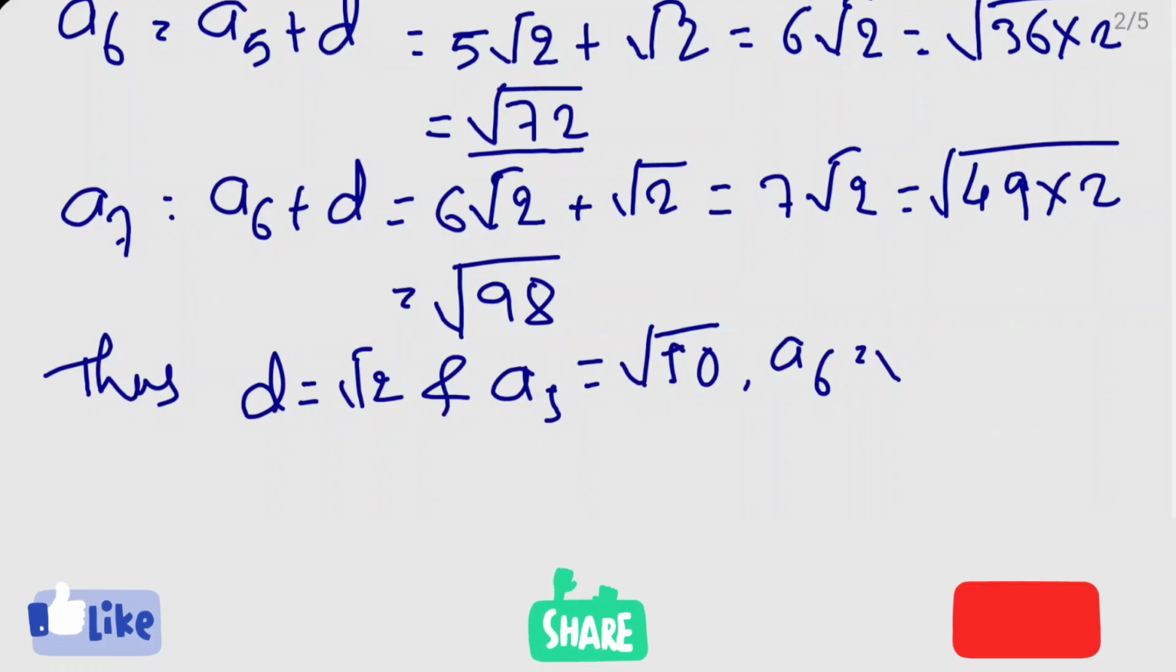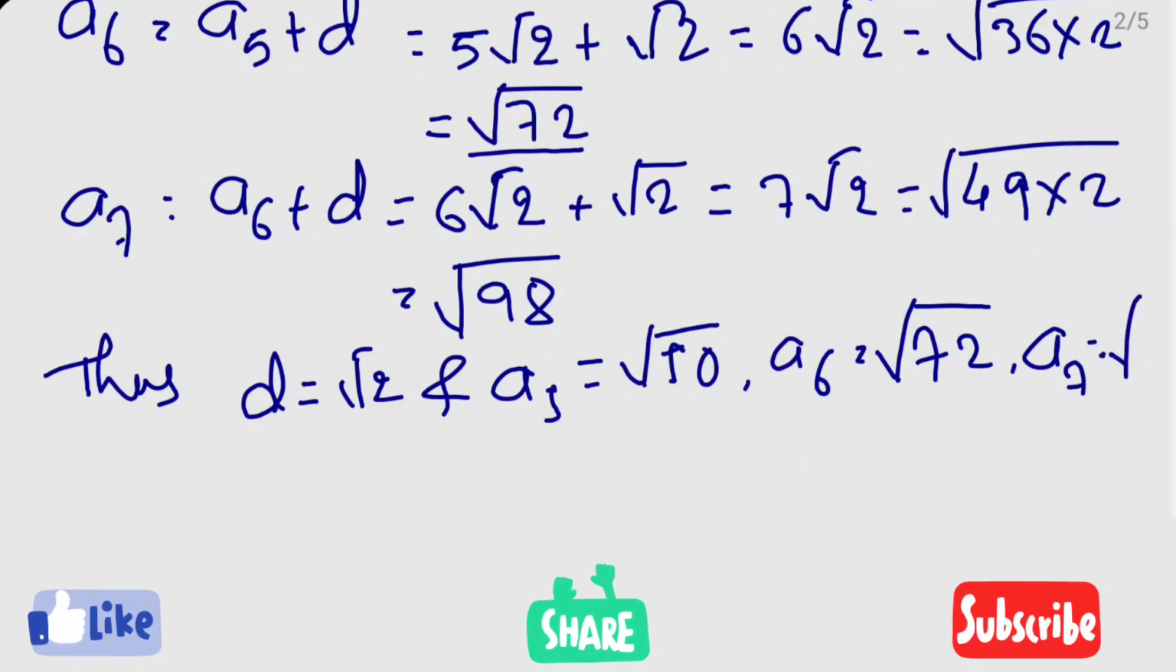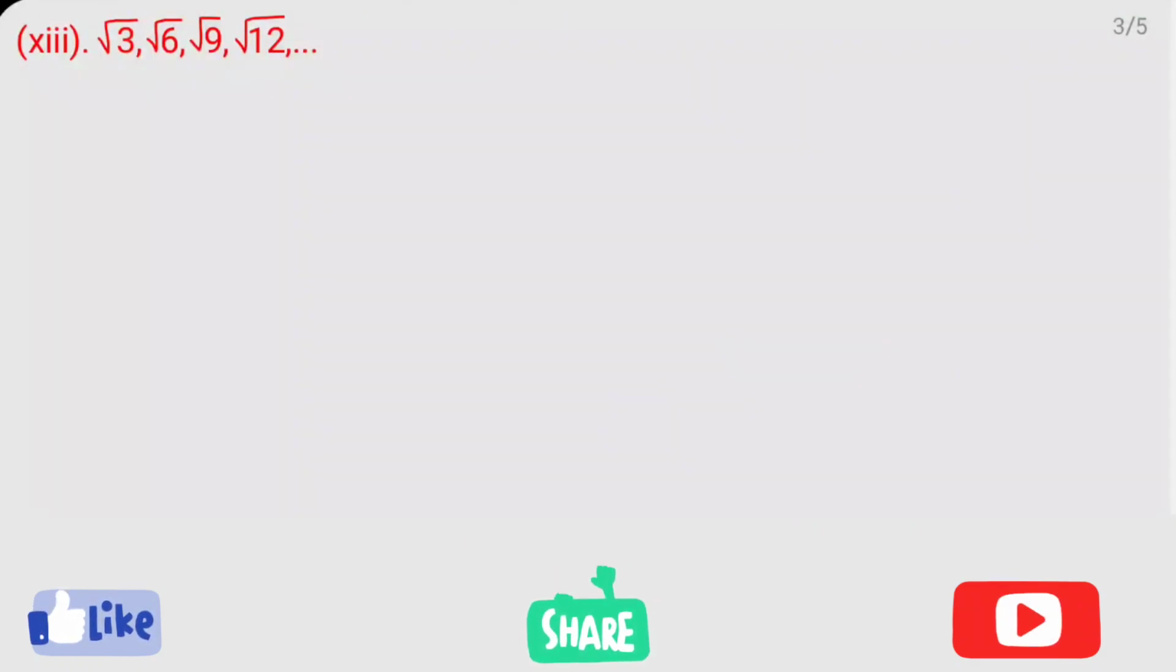A6 is root 72. A7 is root 98. Is it clear? So well students, look at the next problem.